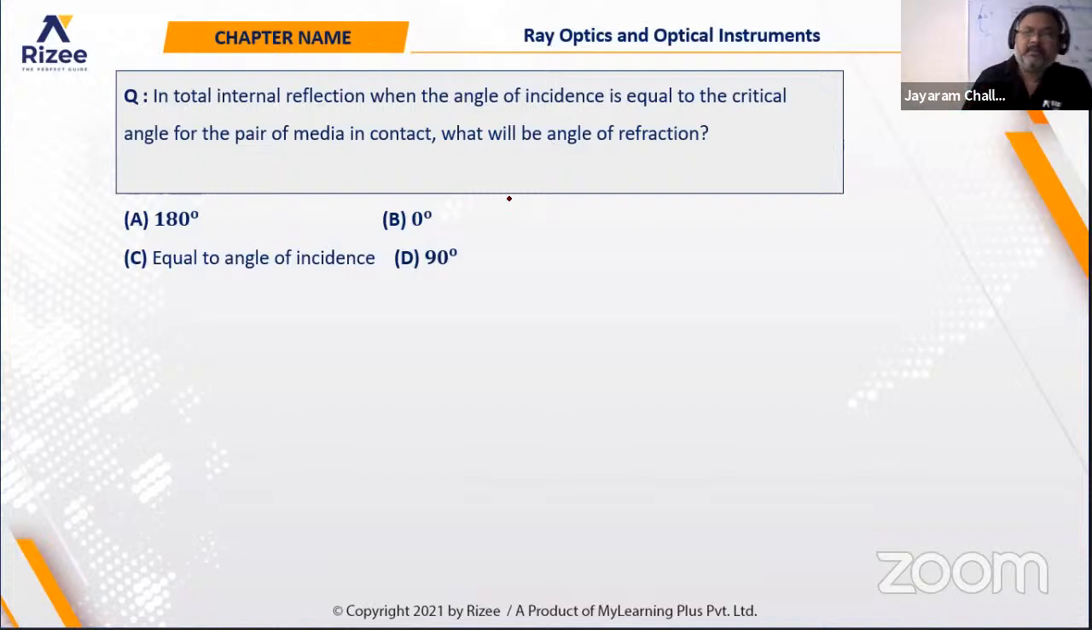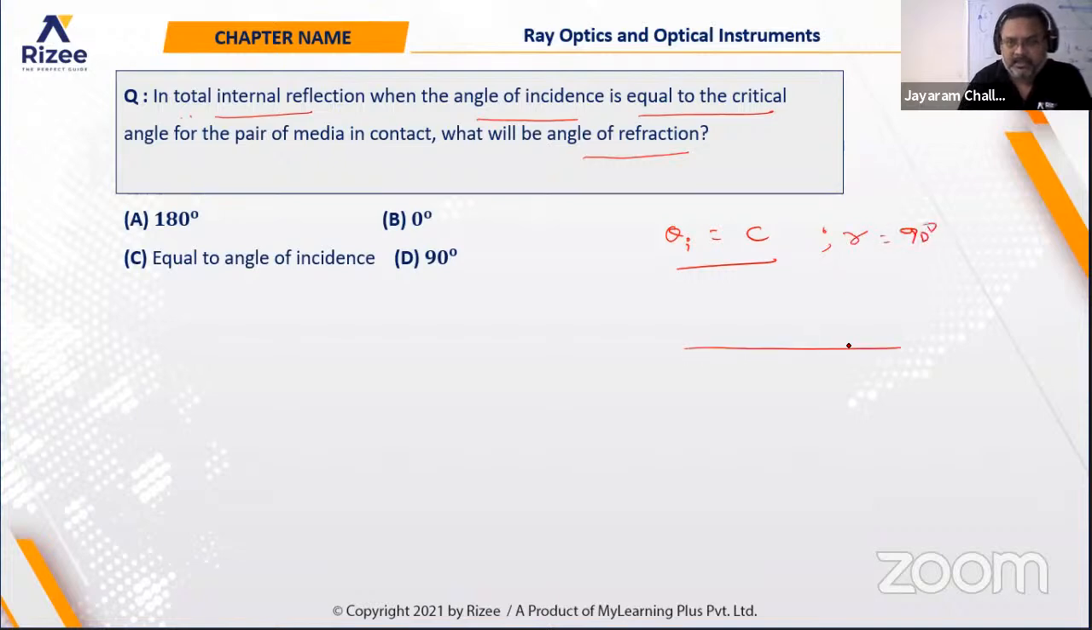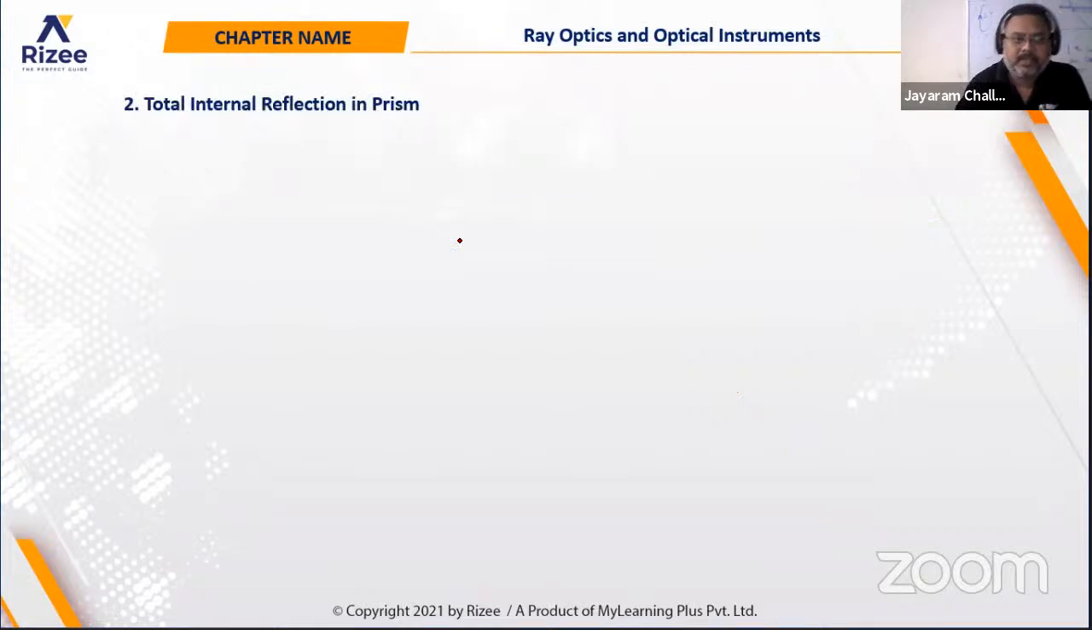Coming to total internal reflection, as we have discussed, it occurs when the angle of incidence is equal to the critical angle. That is, theta I is equal to the critical angle. He is asking what the angle of refraction will be. It is 90 degrees, as we have just seen. At the critical angle, the light ray grazes through the surface between the denser and the rarer medium. So this is your 90 degrees. Okay, next one, please.